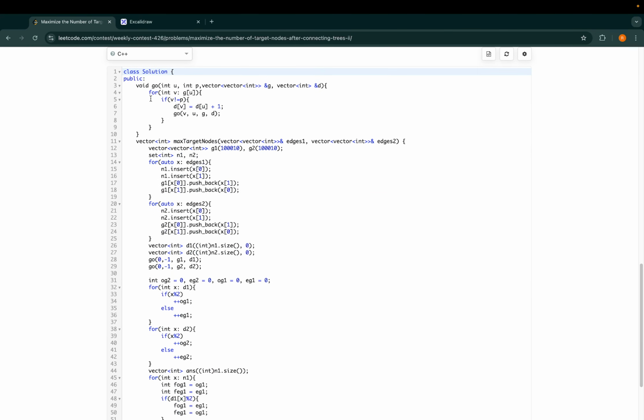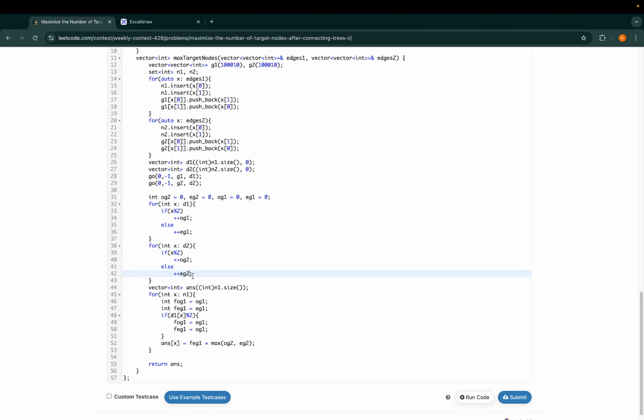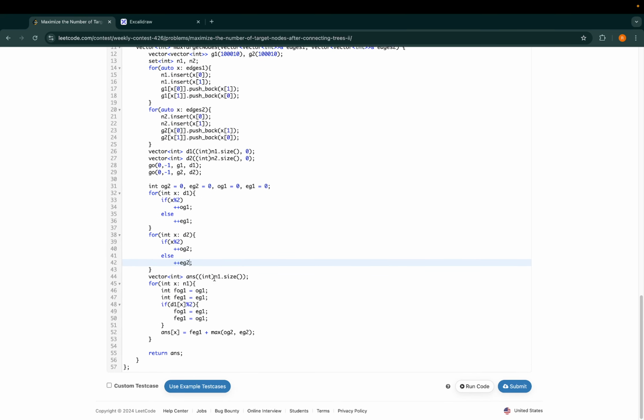I just take a graph. This is the same distance function, just build a graph, okay, and just calculate the distances from node 0 on both trees. And then I calculate the parities. So if it's an odd distance, I increment the odd counter, odd G1 or even G1. Similarly I do for odd G2 and even G2. And that's what I do here as well in the answer. So final OG1 is, let's say OG1, final EG1 is EG1.